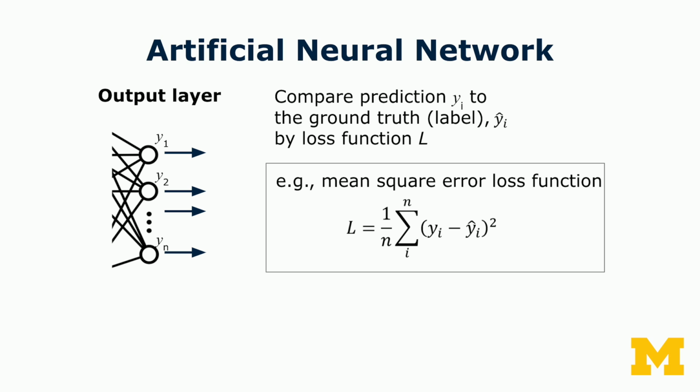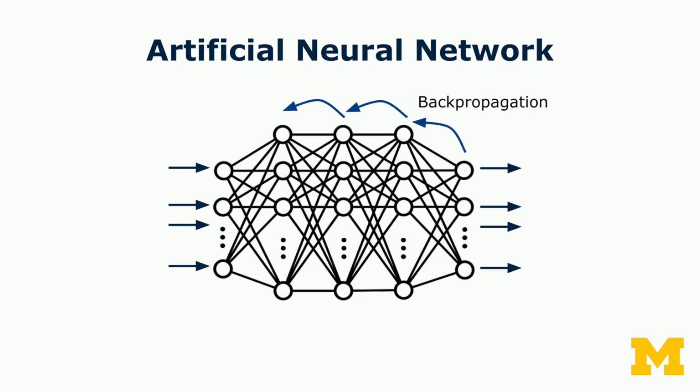Here is an example where mean squared error is used as a loss function to measure the error between the prediction y and the ground truth y hat. We then use this error to adjust the weights and the biases of the neurons through a process called backpropagation. This process typically uses gradient descent or similar optimization techniques.